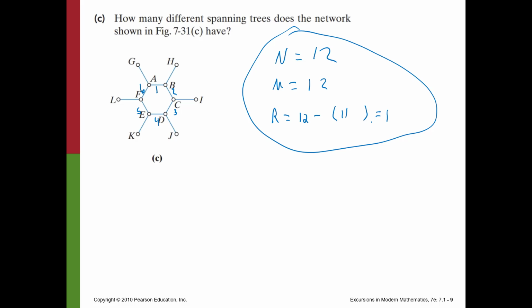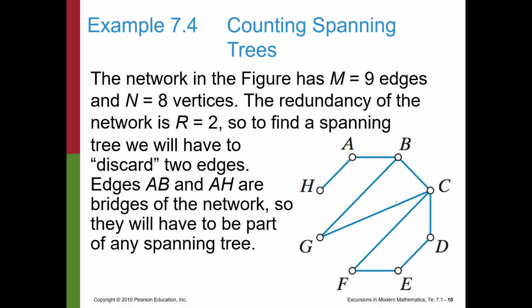And so then we want to break up the circuits, so we can just take out one of the edges in this circuit. So then, there we go. And so then the answer is our circuit has 6 edges. We can remove any one of them. 6 spanning trees. How many different spanning trees does this network have? 6 of them. Okay, let's look at something a little bit more complicated.